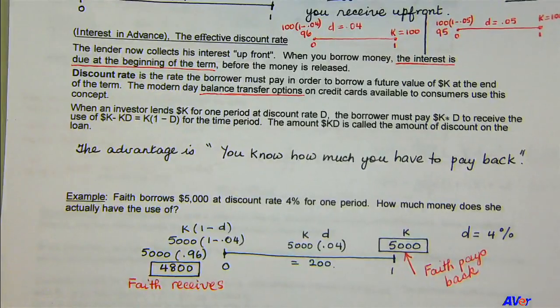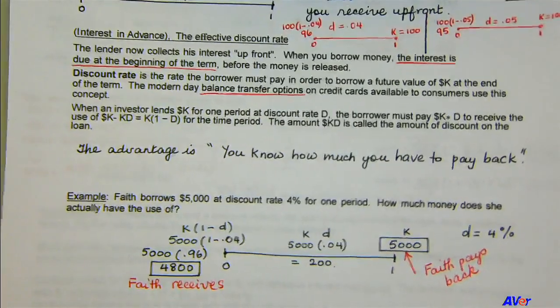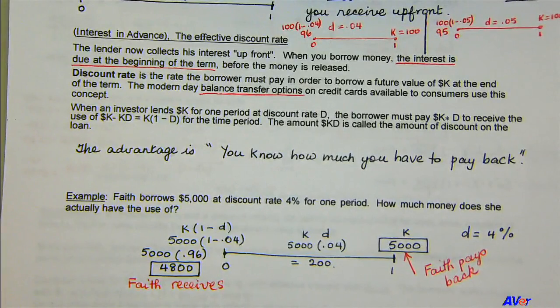So last time we were talking about this thing called a discount, rate of discount. What does that mean to you? Tell me in your own words. You pay the interest up front.